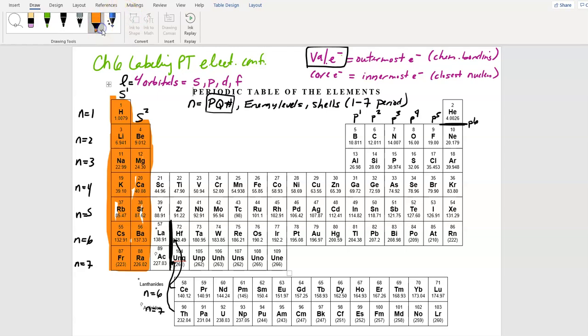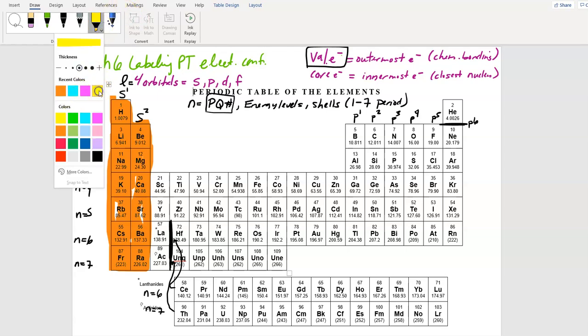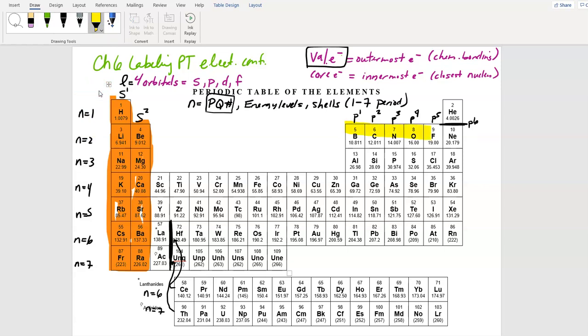So I'm going to do that in a different color. Let's go yellow. So all of here, I'm going all the way down. All of that. All right, cool. So those are the p's.